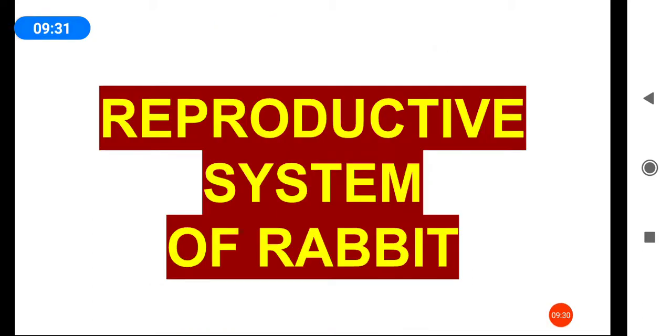Next, we are going to learn about the reproductive system of rabbit. In rabbit, sexual dimorphism is exhibited. That means male and female sexes are separate in the reproductive system of rabbit.